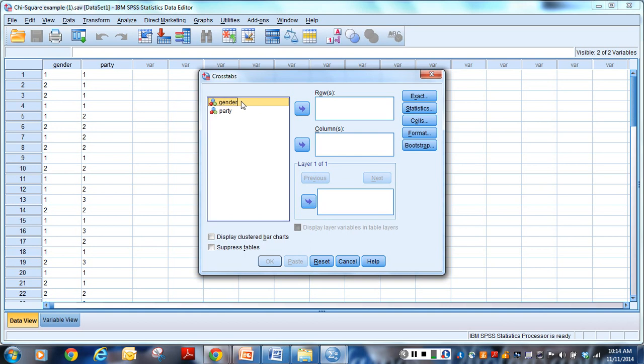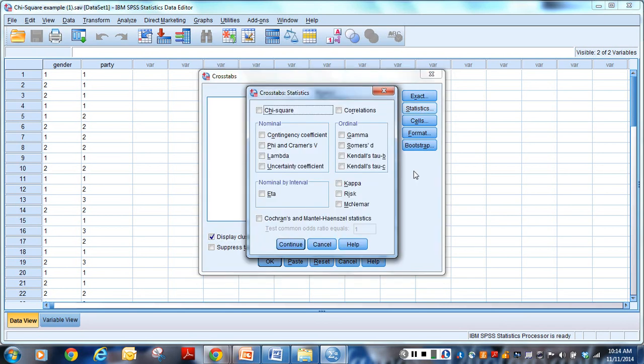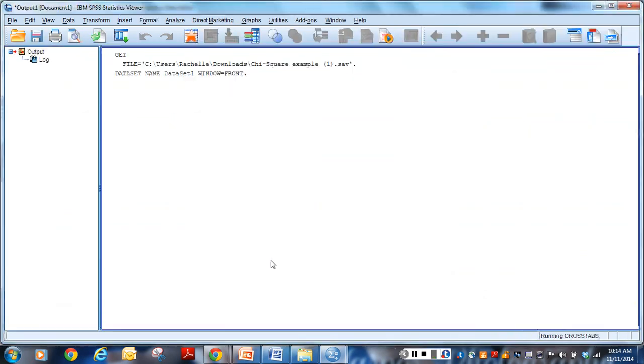So in order to run our analysis, we'll place gender in row and party in column, and remember, it doesn't matter which one goes where. You could easily put party in row and gender in column. Another option that I would like you to click on would be display clustered bar charts, because this is a good visual to see what your data look like. Let's also click on statistics, and we will check chi-square, continue, and OK.